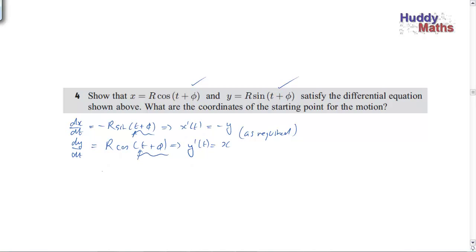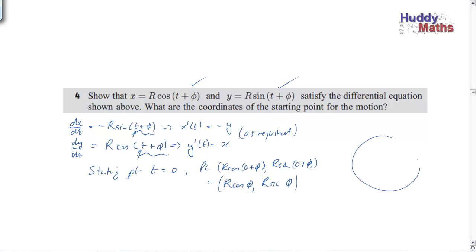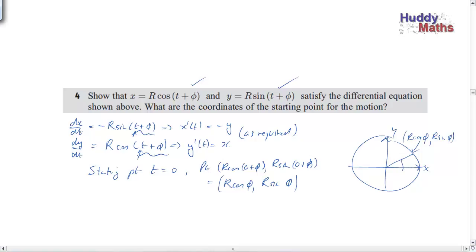Coordinates of the starting point. So the starting point is at t equals 0, and the point is (r cos(0 plus psi), r sine(0 plus psi)), which equals (r cos psi, r sine psi). So just keep in mind what we did last time, just up there, was we said that point is going to be the starting point, (r cos psi, r sine psi), and this is psi. So you're getting the idea. We've got to build this up.